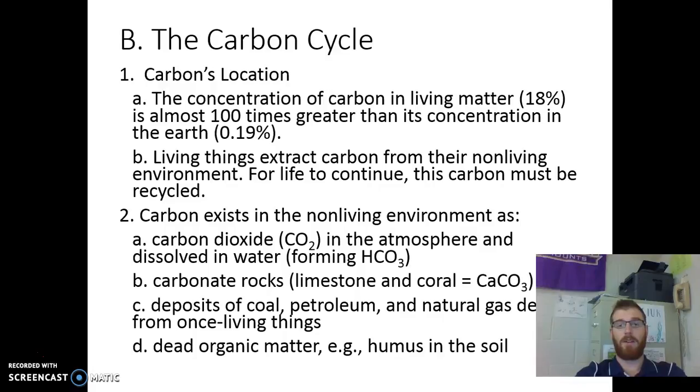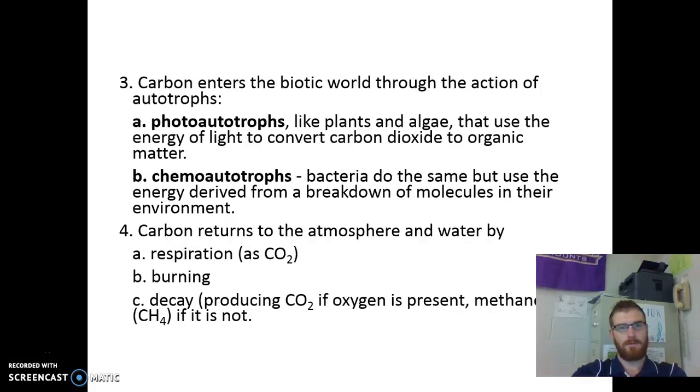And you can see how living organisms recycle carbon. I want to highlight here that carbon enters the biotic world through the action of autotrophs. So that means things that are able to produce their own food. Things like phototrophs and chemotrophs, or things that utilize photosynthesis or chemosynthesis.